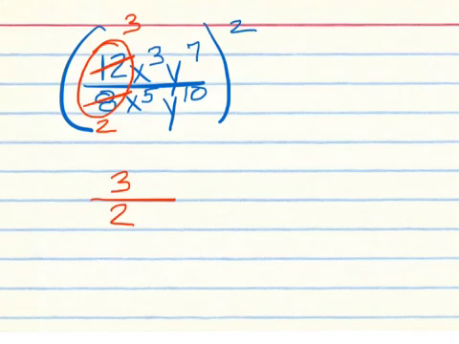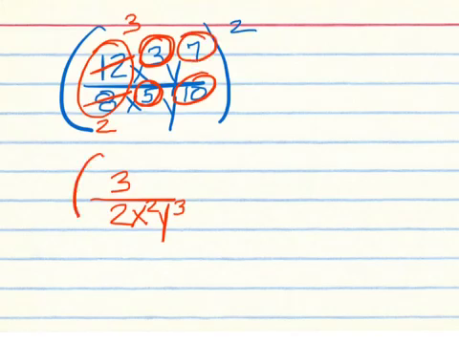Now move to the x's. Where should my x go to? On the bottom. And what's the power? 2, because we have 5 minus 3. The 2 goes on the bottom. Where does my y go? On the bottom. What's the power? 3. 10 minus 7. That's where we get the 3. Don't forget you have to square everything.